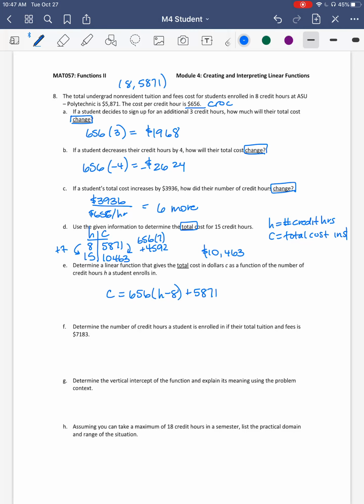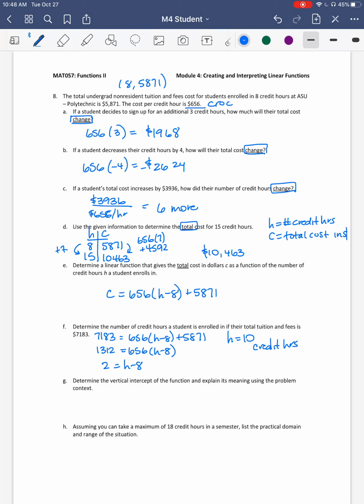Part F says determine the number of credit hours the student is enrolled in if their total cost in tuition and fees is $7,183. So essentially my output is my cost. So I need to go find my input. My first step would be to subtract the 5,871 from both sides. When I do that, I get 1,312. That's equal to this. If I divide both sides by $656, I actually just get 2. And then if I add 8 to both sides, I'm going to get 10 credit hours.